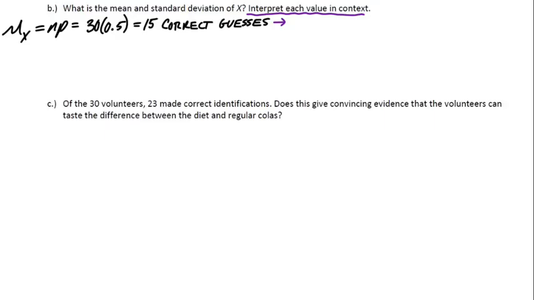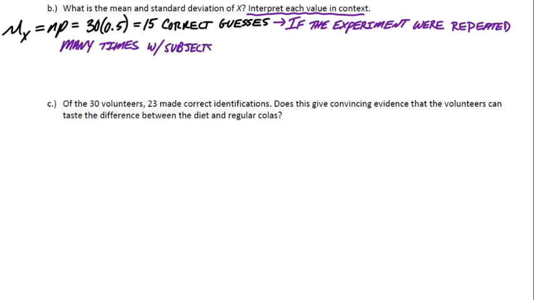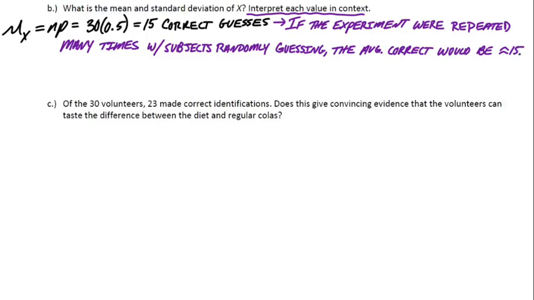Let's give an interpretation of that. So we could say in the long run, or if the experiment were repeated many times with subjects randomly guessing, the average number or the expected number of correct guesses would be about 15.